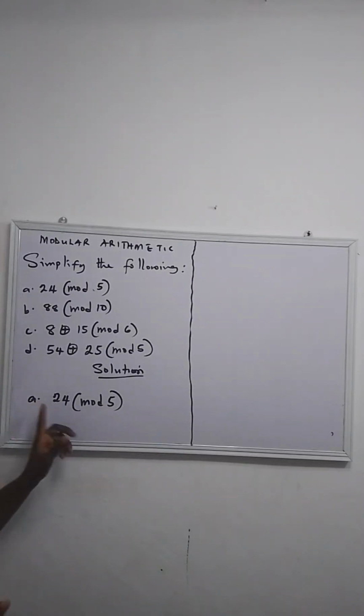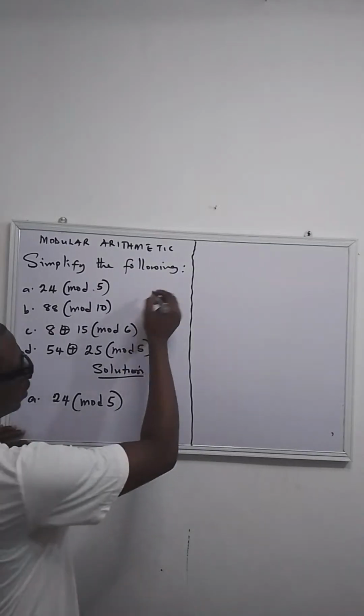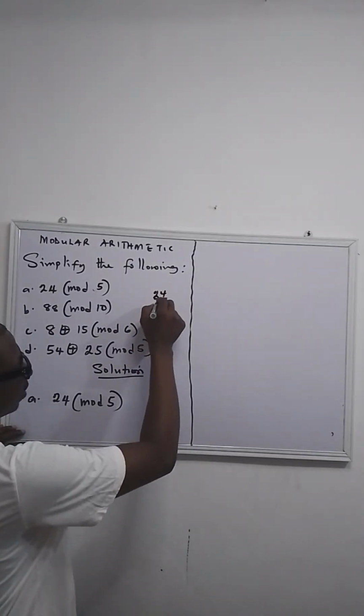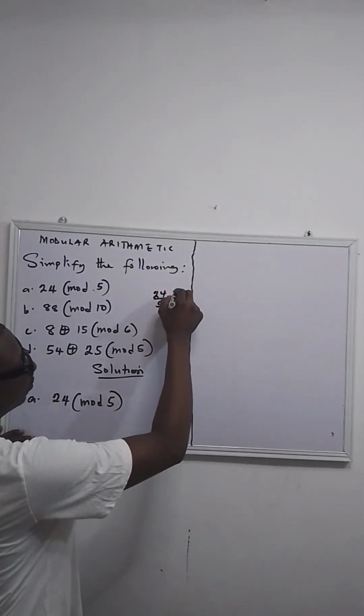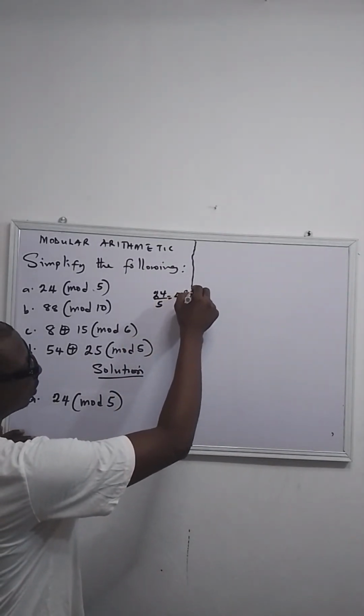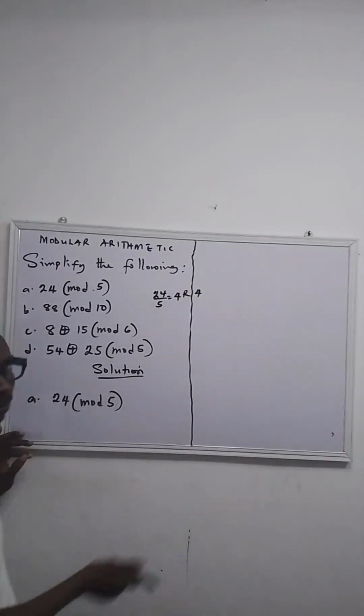Now we are going to express this in modulo 5. So you divide this number by 5. So let's divide this number by 5. When you divide this by 5, we have 24 divided by 5. So what do you have? Now you have 4, and it remains 4.